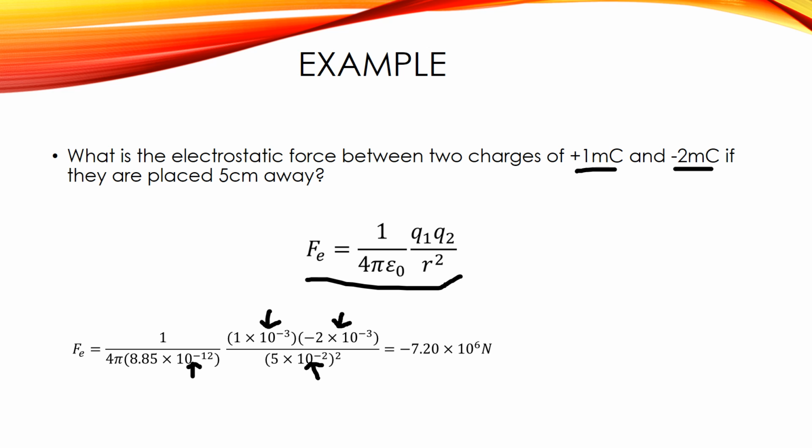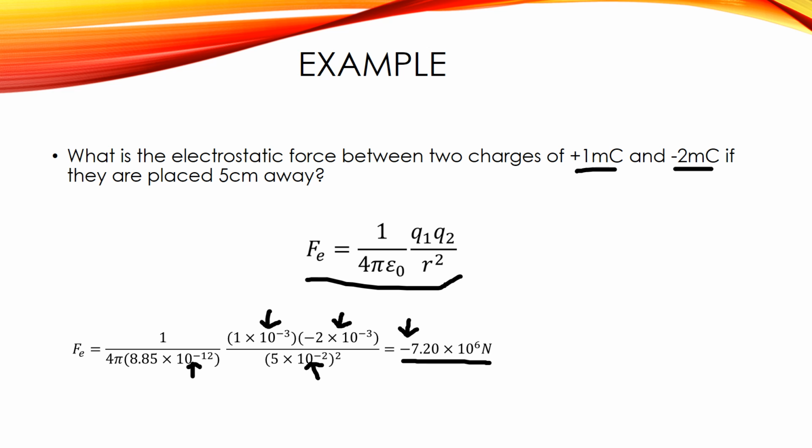You can use the calculator and obtain this answer very easily. So Fe is equal to negative 7.2 to the power 6 Newton. Alright, so what does this negative represent? The negative here is representing attractive force. So don't worry about the negative. It is okay for you to put it like that.